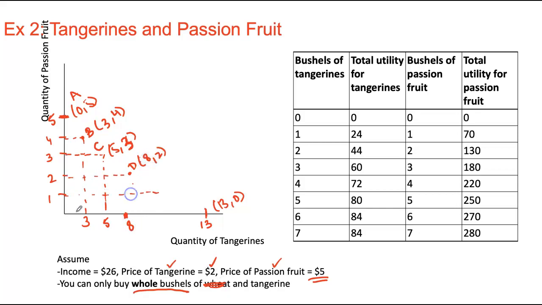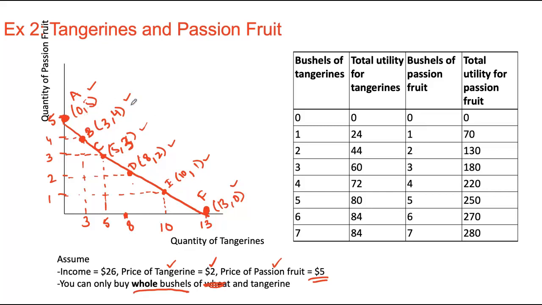Then I have 1 bushel of passion fruit, and I'm spending $5 over here, so I have $21 left. With those $21, I can actually buy 10 bushels of tangerines, because 10 times 2 is 20. I won't be able to buy the 11th one. So that's my bundle E. And the last bundle is bundle F, which we've already placed over here. If I'm spending all of my money on tangerines, I can buy a maximum of 13 bushels of tangerine. So this gives me my bundles where I'm spending all of my income, and we have our downward sloping budget line. So these are the bundles that we need to figure out first, and then find your utility maximizing bundle.